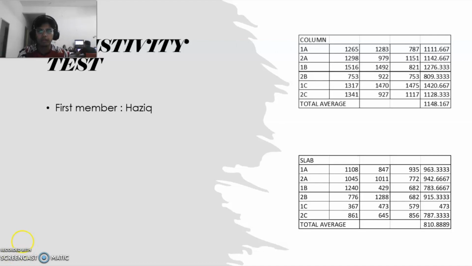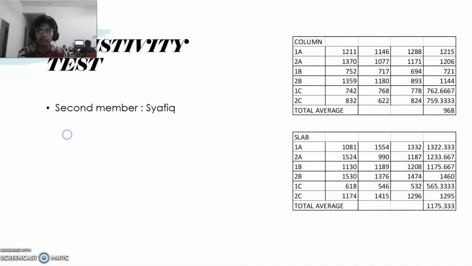For the first member, HAZIQ, the total average that he got is 1158.167 for the column and 810.8889 for the slab. The second member is SYAFIQ, which is me. For the column, 968.